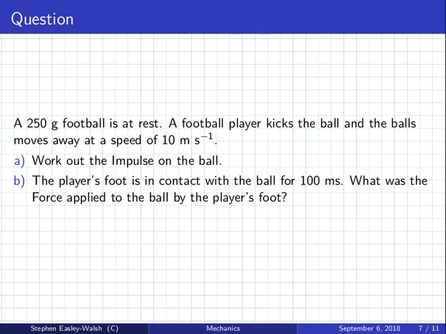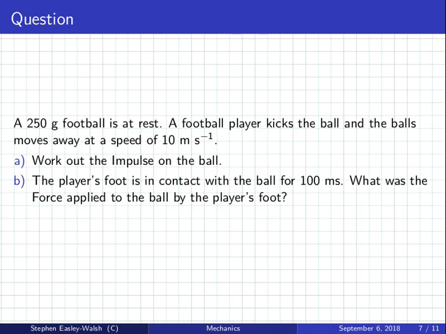So, what's the impulse? Yeah, because it's 0.25 multiplied by 10, so the impulse is 2.5 kilogram meters per second. Okay. Now, what's the force? Let me think. Let's see if I can do that in my head. The F is delta P, the impulse, over the time. So 2.5 over 0.1. So 25 newtons.